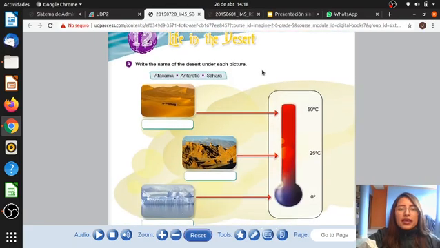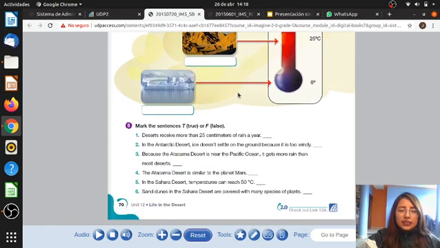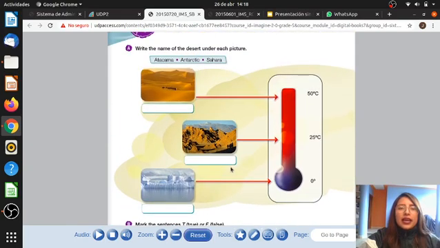Okay, please. Page number 70. According to the reading, write the names of the desert under each picture. According to the reading, you have to choose. This picture is about Atacama, Antarctic, or Sahara. This and this. Listen, try to remember about the temperature, okay? Recuerda acerca de la temperatura para decir qué imagen recordaba cada uno de ellos, okay? Try to do, please.